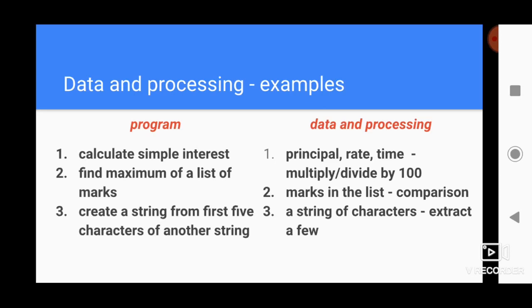As a third example, let's consider that we have to create a string from the first 5 characters of a longer string. Now what is the data for this program? The data is the longer string, the original string which we want to use to create a new string with its first 5 characters. And what processing do we want to use on this data? We want to extract the first 5 characters of this data. So the processing is the extraction of a few characters from a string.